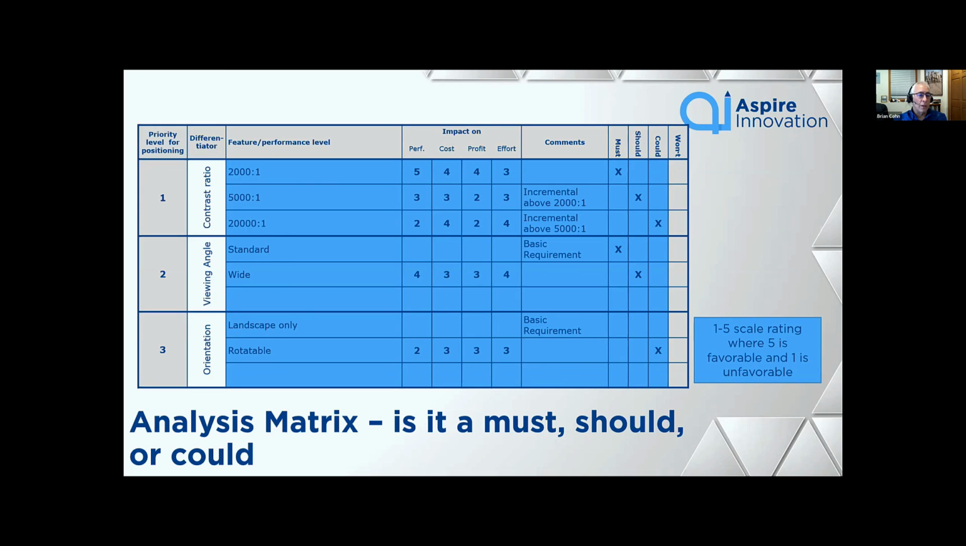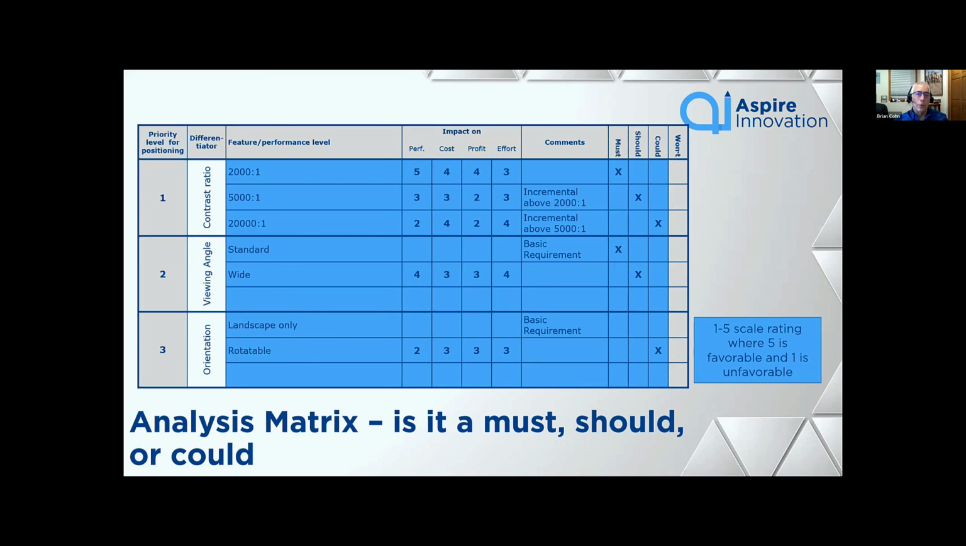And there could be things here that we would just decide are out. Maybe if we had looked at this and the 20,000 to 1 contrast ratio added a lot of cost. We've got a 1 on here. We would have moved that into the won't category.